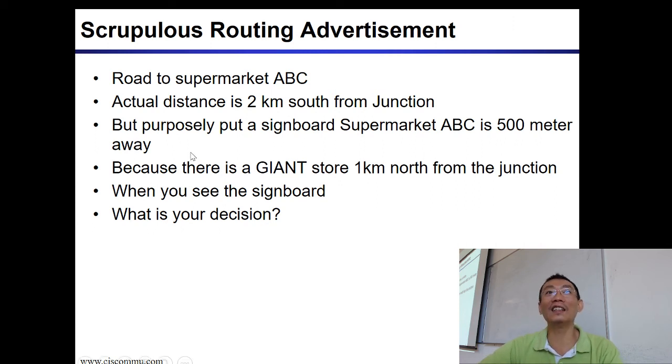Okay, there is another unscrupulous routing advertisement. Let's say at the road junction there's a signboard saying supermarket ABC 500 meters away. But the actual distance is 2 kilometers, yet you put the signboard at 500 meters. Why? Because at 1 kilometer there's a giant store. If he put 2 kilometers, then you see Giant at 1 kilometer, where are you going to go? So put 500 meters.